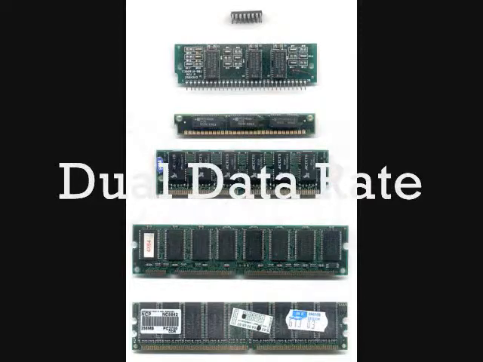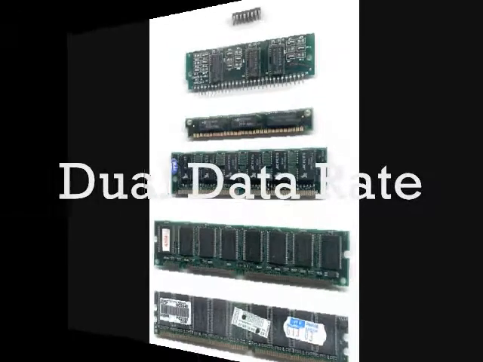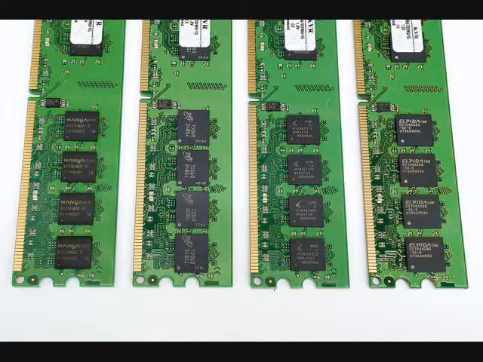Most of today's RAM is considered DDR, or dual data rate. This means that the memory can transmit data twice per each clock cycle instead of once, which makes the memory faster than previous RAM chips.